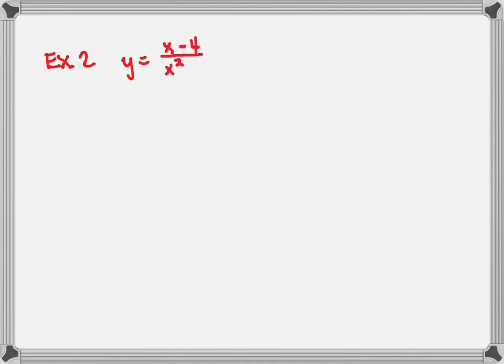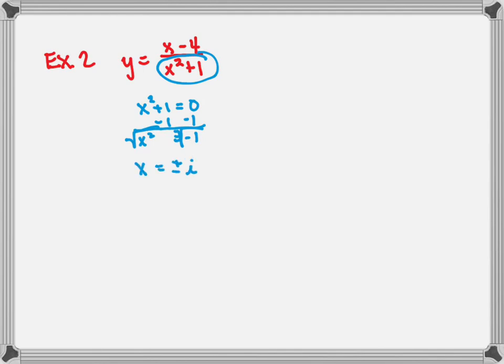Let's look at a second example. y equals x minus 4 over x squared plus 1. So let's look at our denominator. We cannot factor this. Let's try setting it equal to 0. If I do that, subtract 1, x squared equals negative 1. Try square rooting both sides. I get x is plus or minus i. But with functions, we don't usually look at complex solutions. So for us, we have no excluded values.